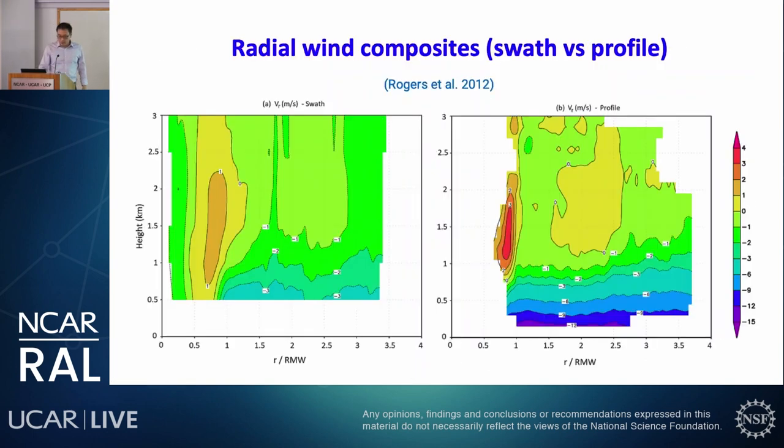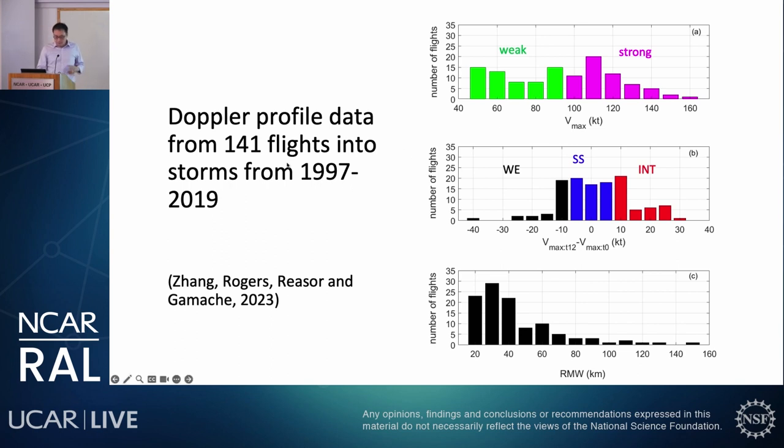Here's another example, from Rob Rogers' paper, 2012. He composited only strong storms. This is the radial flow: the cold color is inflow, the warm color is outflow. These are composites of multiple cases. You can see the SWAS data ends at the lowest level of 500 meters, and then the profile data goes down to 150 meters. Because of the higher resolution, the profile data can measure the stronger inflow; the strongest inflow is close to the surface. It can also capture the outflow. The general structure is the same, but this gives a sense of the difference between SWAS and profile data. In my study, I analyzed data from cases from 1997 to 2019, from 140 flights.